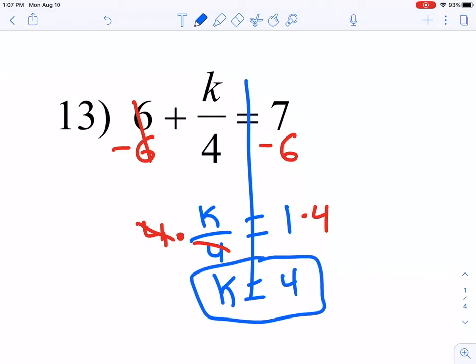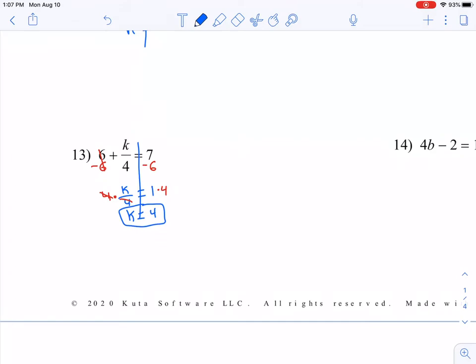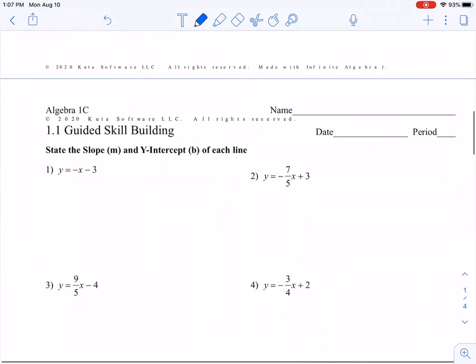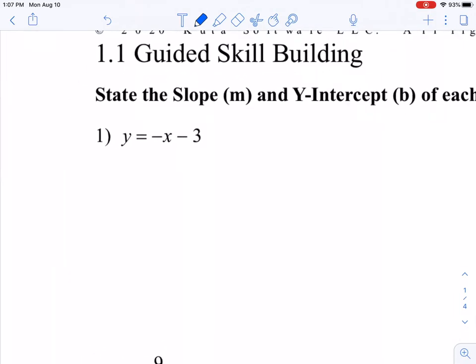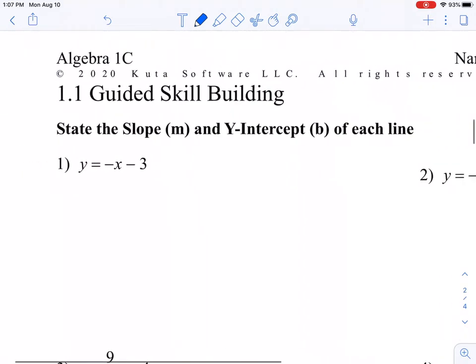Okay, so that's our warm-up. We will do those kind of problems at the start of every lesson so that you see it, get familiar with it, and get good at it, okay? So here's what we're going to be doing. We're going to do a skill-building activity.